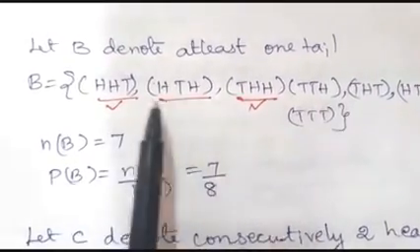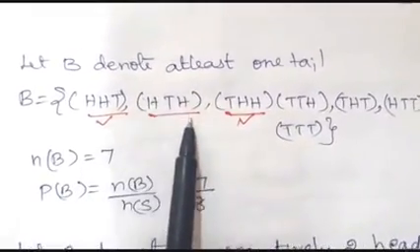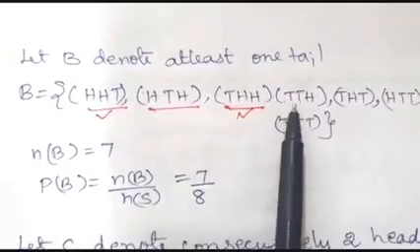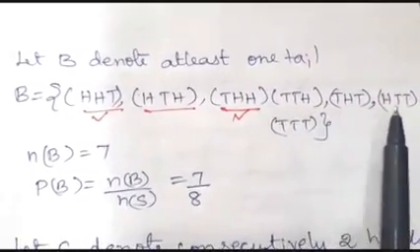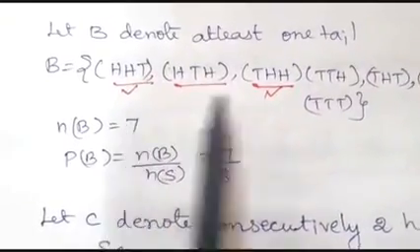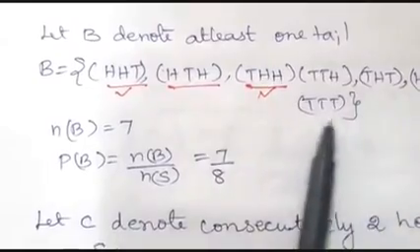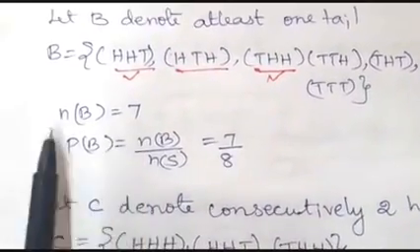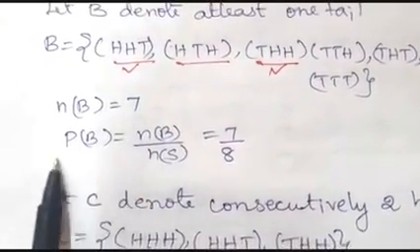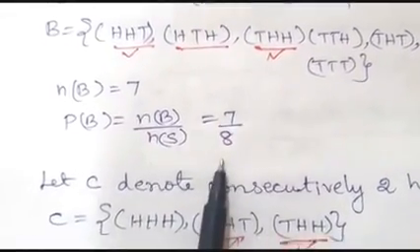Minimum there should be one, maximum there can be any number. That is HHT, HTH, THH, TTH, THT, HTT, TTT. Here, except triple H, HHH, except that we can take the remaining elements. There are 7 elements. So n of B is equal to 7. P of B is equal to n of B by n of S is equal to 7 by 8.